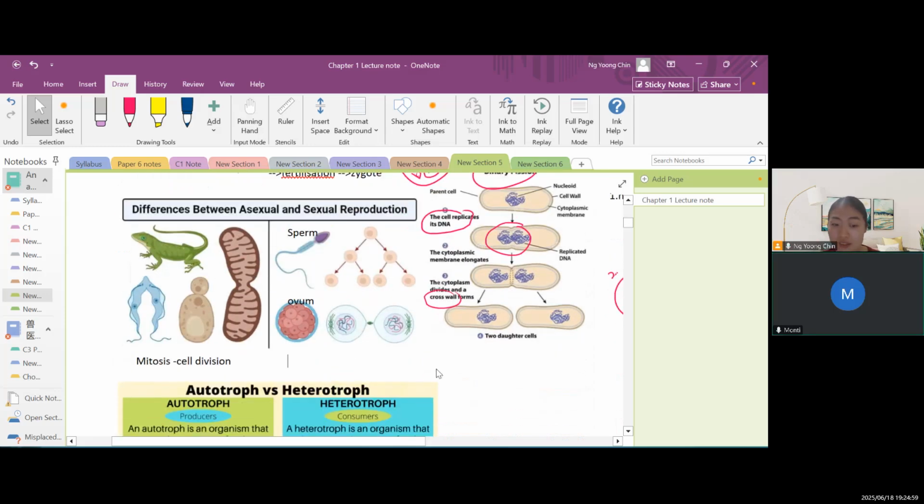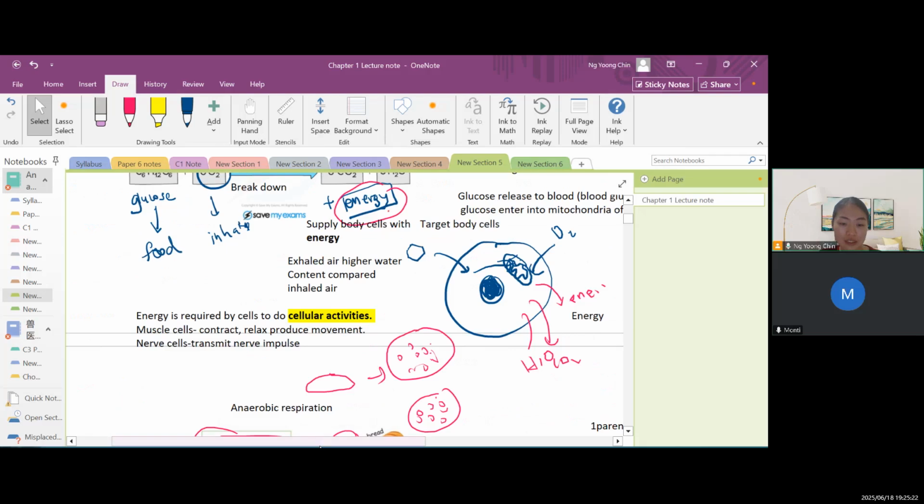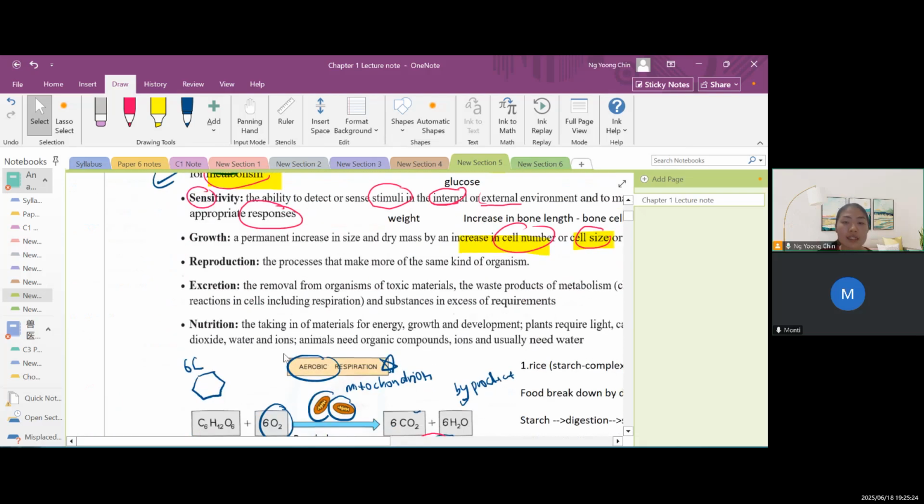And then you learn about meiosis. Meiosis is the process to produce the gametes. The gamete refers to the sperm and the ovum. Okay, so that's all about reproduction.